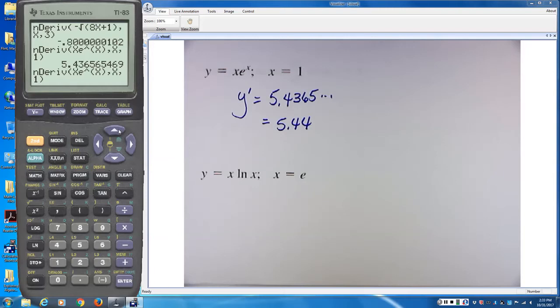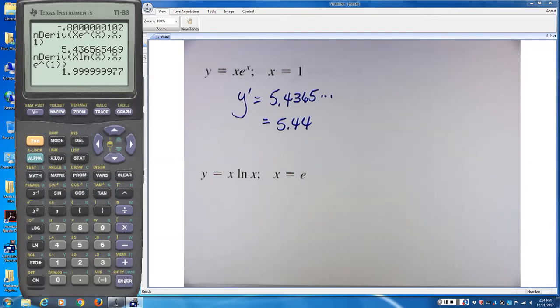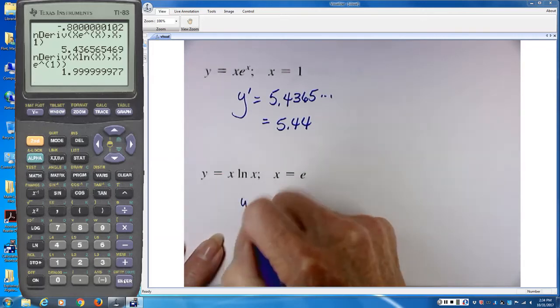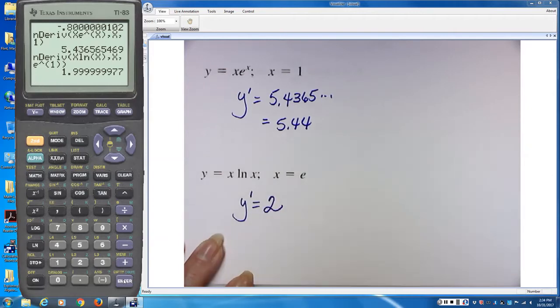And then x ln x at the value e. Remember, e is a number, so all you do is hit second ln and then give it an exponent of 1. So it's e to the first, which is just e. And that means that the derivative is actually 2. This is a numerical process, but the derivative actually is 2. It would round off to 2 anyway.